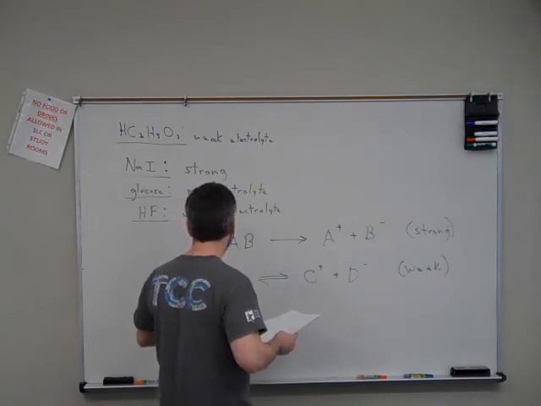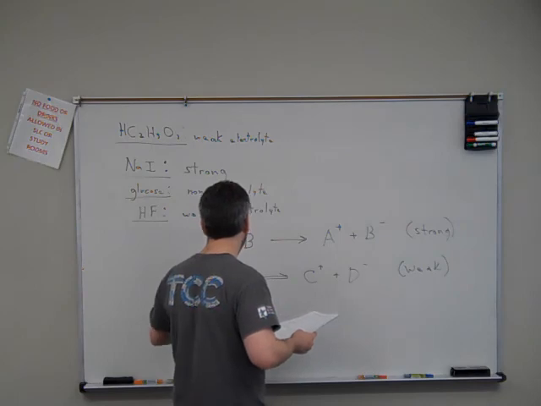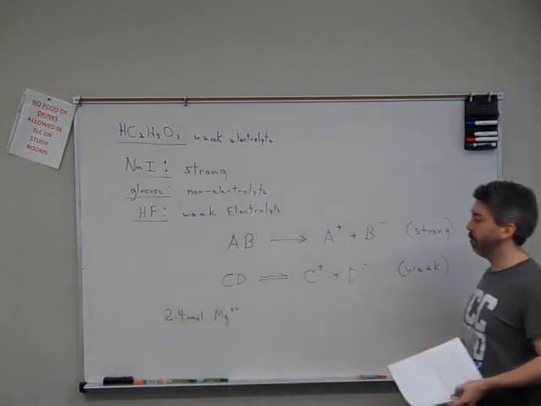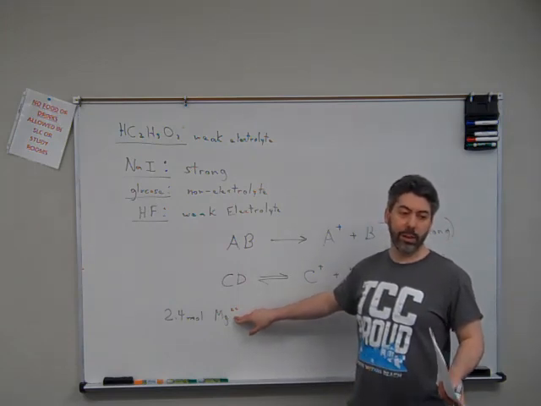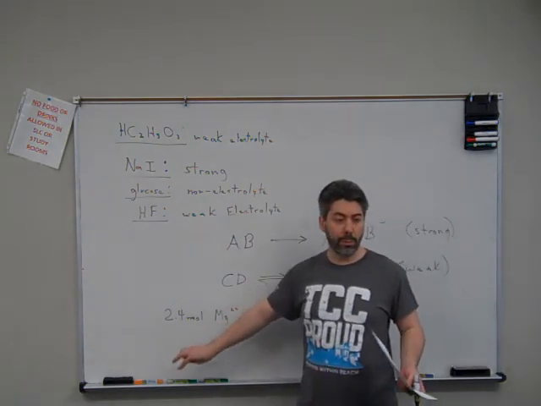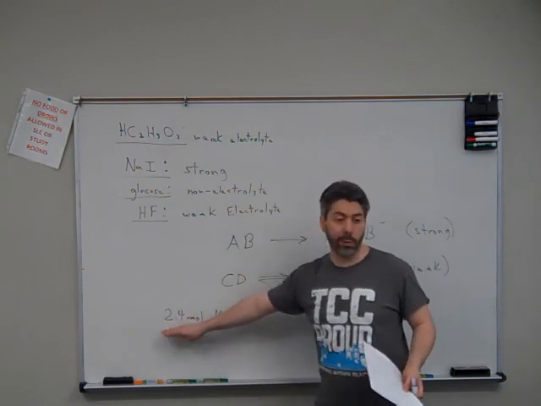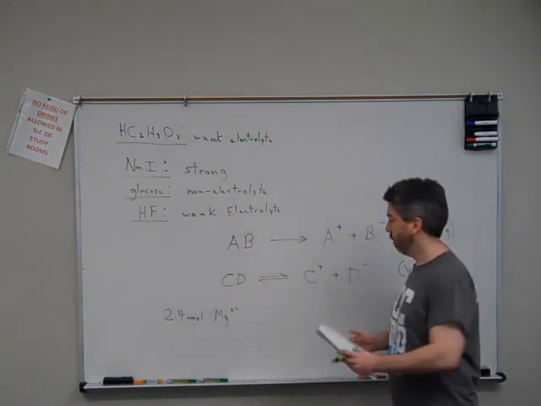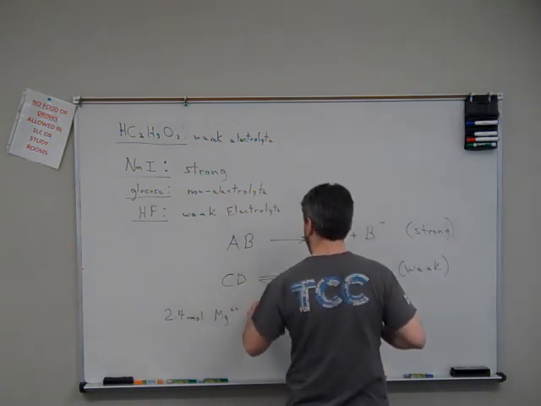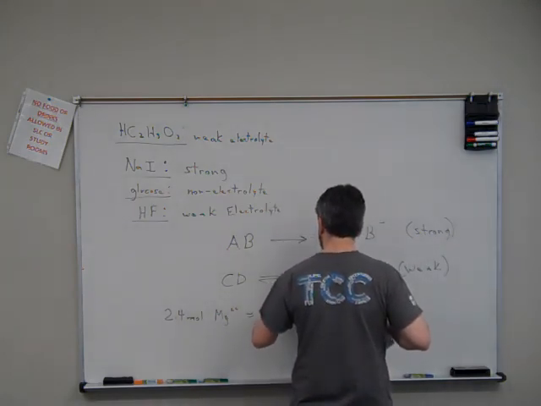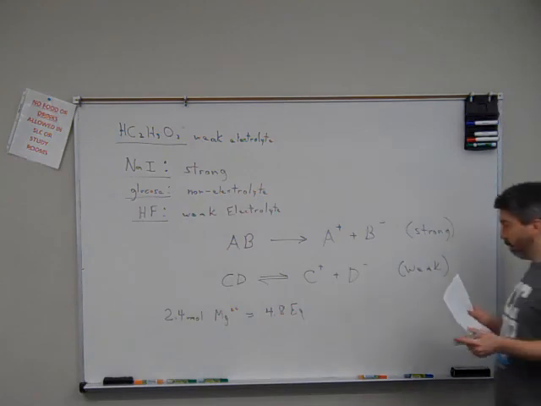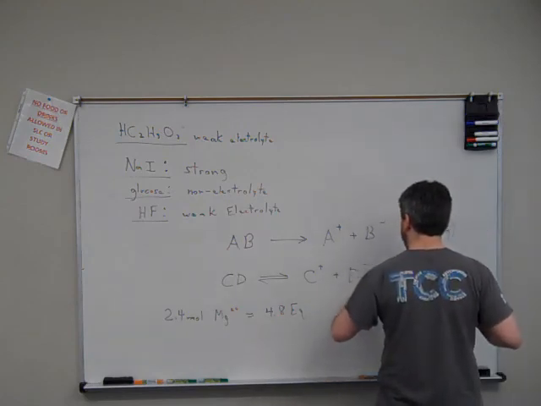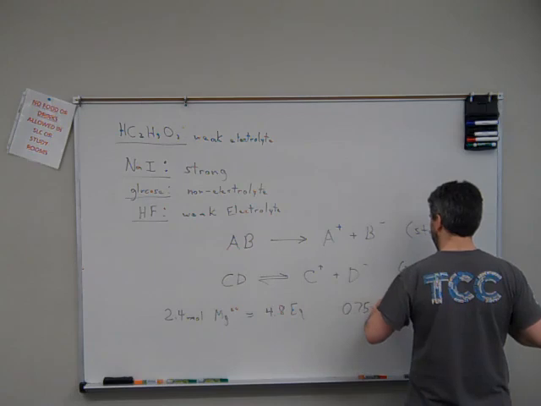So 2.4 moles of magnesium, Mg2+. An equivalent is a mole of electrical charge. So what's the charge of magnesium 2+? It's 2+, right? So the total number of moles of electrical charge is going to be 2.4 moles times 2. So this is actually 4.8 equivalents. Pretty easy, right?